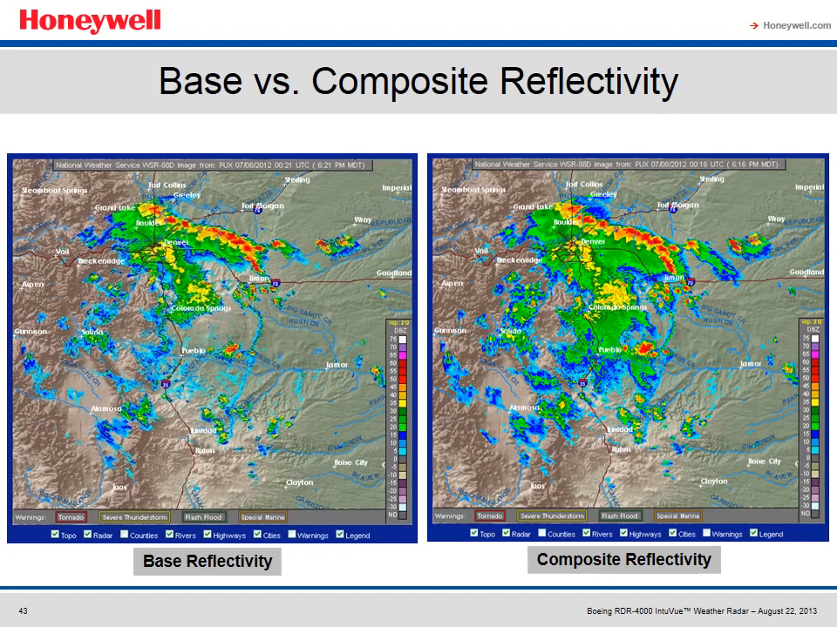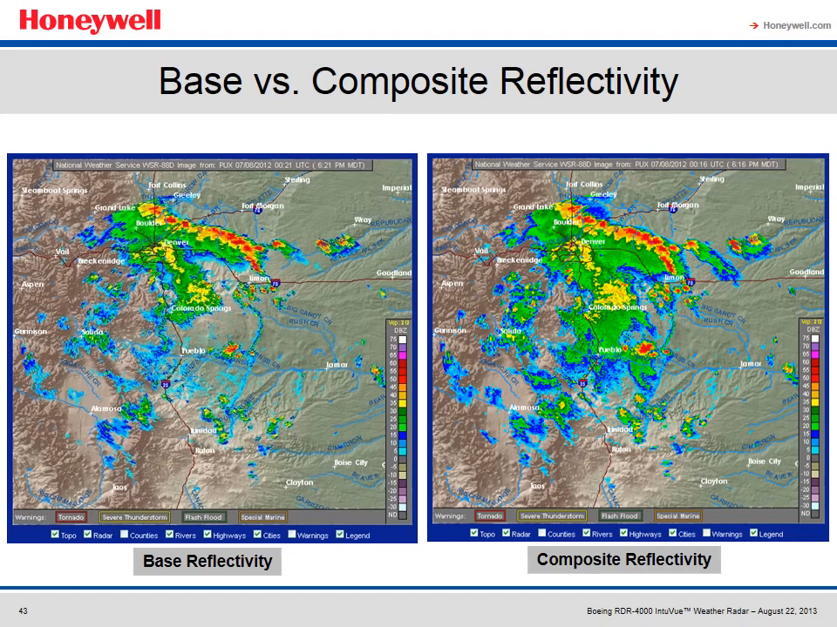Base reflectivity is useful for showing where it is raining on the ground, but since airplanes don't fly at ground level, it is more useful to see what is happening at higher altitudes. And this is what the 3D volumetric buffer essentially shows, composite reflectivity. But some enhancements have been added to help since airplanes fly at a wide range of altitudes.